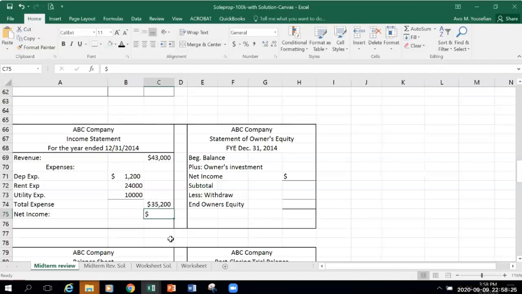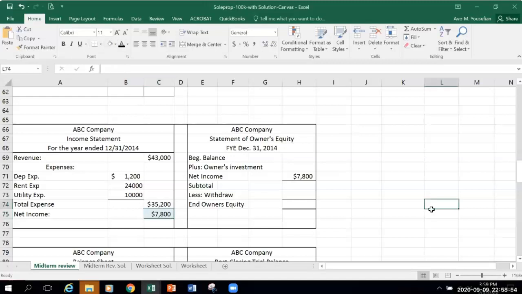And what else? So now that total expense is 35, so I go here, I say equals to my revenue minus my total expense, enter, which is 7,800, which is exactly just like your worksheet. Double line, $sign, net income. You can even make it cute like that.